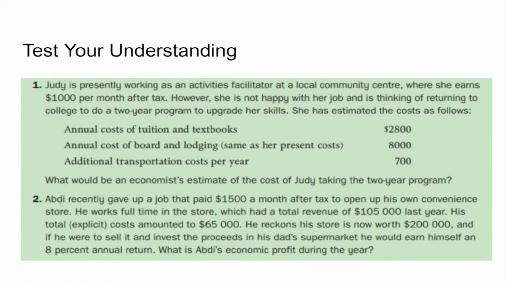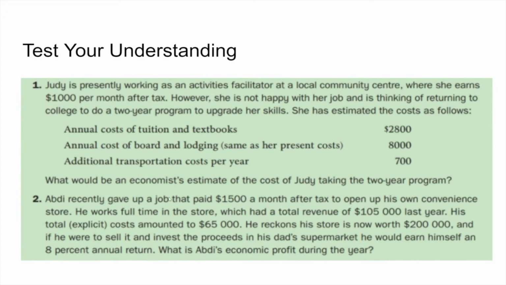Okay, the second one is: Abdi recently gave up a job that paid $1,500 a month after tax to open up his own convenience store. He works full-time in the store, which had a total revenue of $105,000 last year. His total explicit costs amounted to $65,000. He reckons his store is now worth $200,000, and if he were to sell it and invest the proceeds in his dad's supermarket, he would earn an 8% rate of return. So what is Abdi's economic profit for the year?